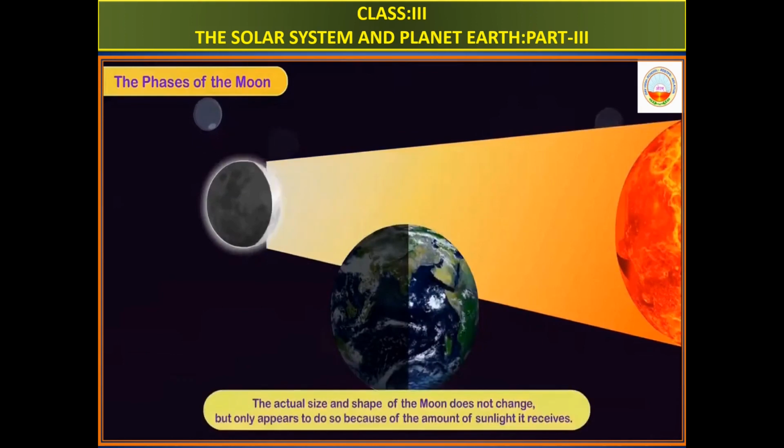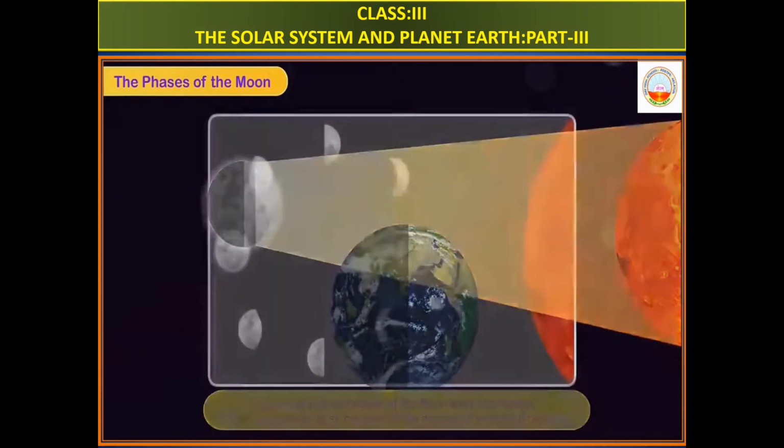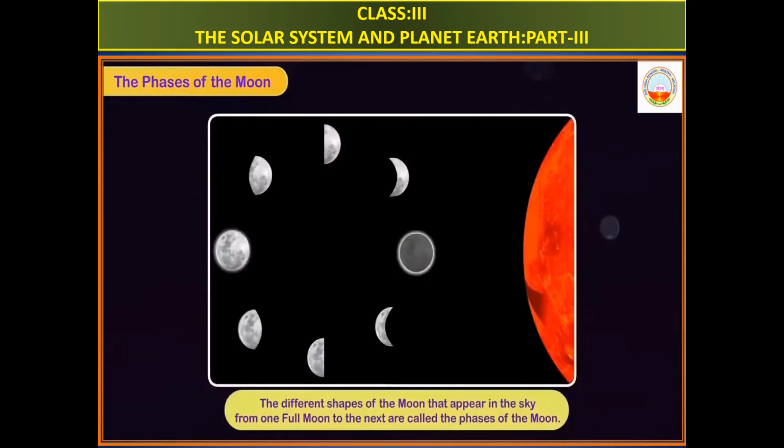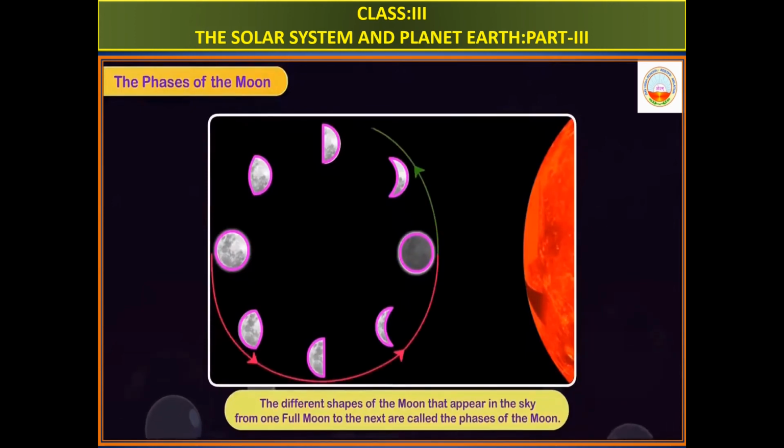It is very important to remember that the actual size and shape of the moon does not change, but only appears to do so because of the amount of sunlight it receives. The different shapes of the moon that appear in the sky from one full moon to the next are called the phases of the moon.